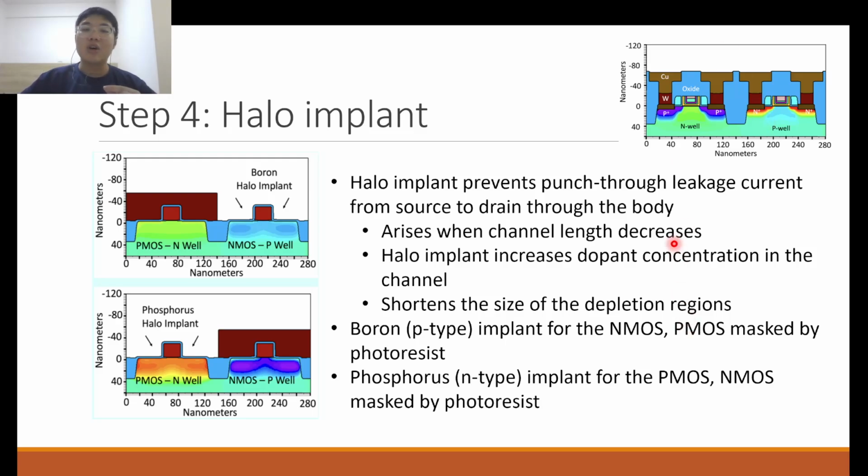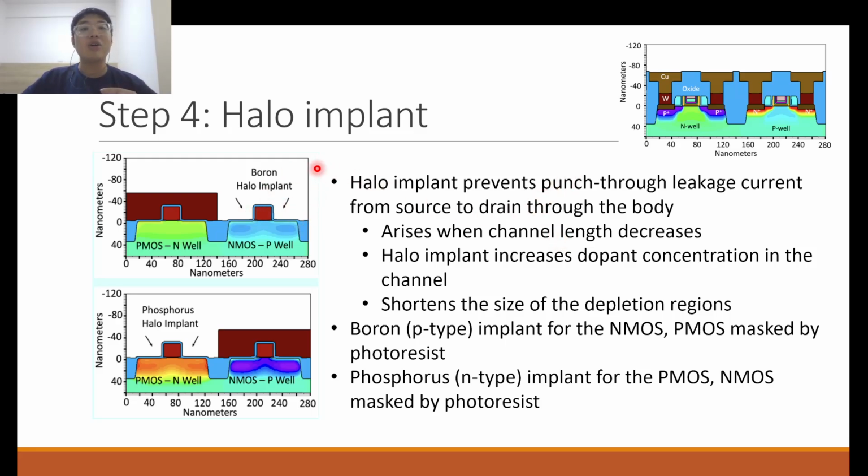Okay, so for the NMOS, we want to intensify the doping in the P well, so we use boron, a P-type implant. And for the PMOS, we use an N-type implant for the halo implant in the N well of the PMOS. So each time, a photoresist is used to mask the other side that we don't want to implant.